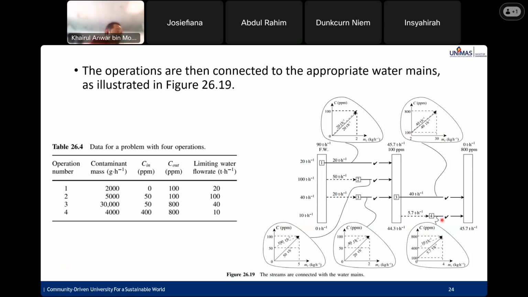How about the last stream? The last stream has a contaminant mass of 4,000, so 40 to 4. And 4 here is 400 to 800. 400 to 800 is actually 10 ton per hour. But because this line is from 100 to 800, we have 100 to 800 for 4,000 contaminant mass. It's actually 5.7 ton per hour.